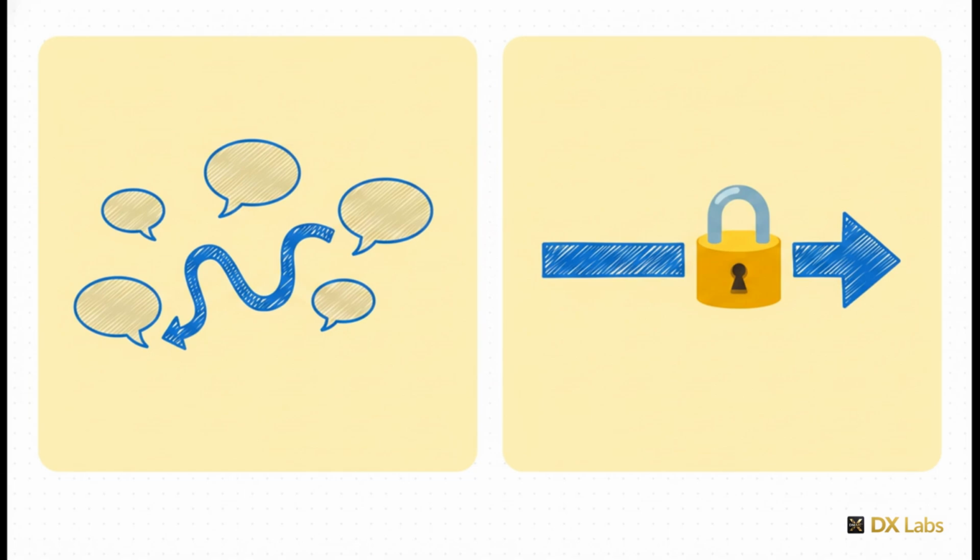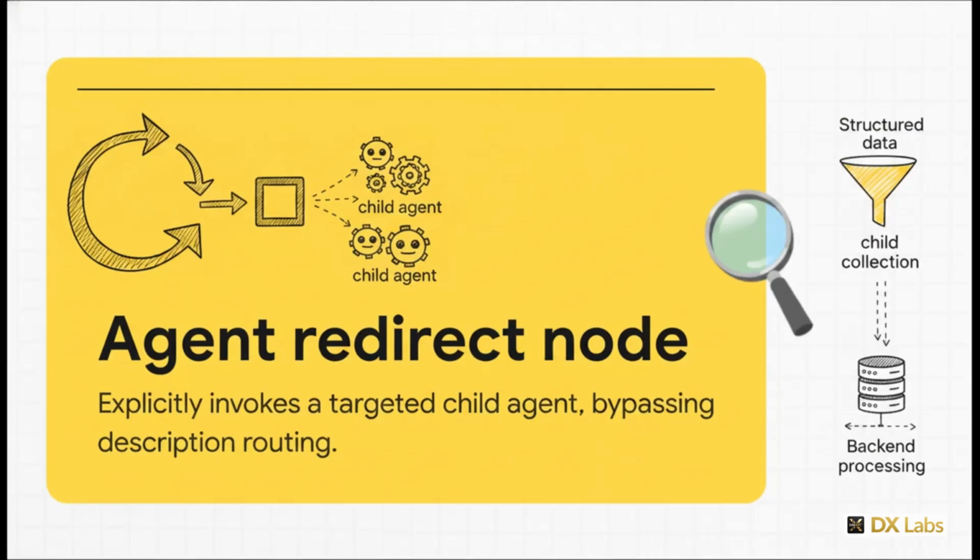Think about strictly regulated fields like fintech or govtech. If a user is updating secure tax routing numbers, you cannot afford the orchestrator interpreting intent and just guessing the destination. You need guaranteed, unconditional delegation. To enforce this explicit delegation, we introduce a very specific architectural component. To enforce that level of control, we use the agent redirect node.